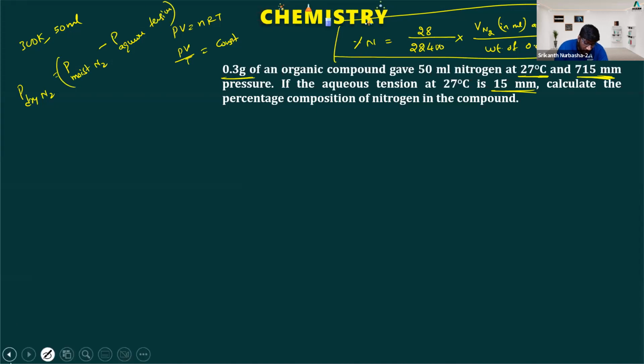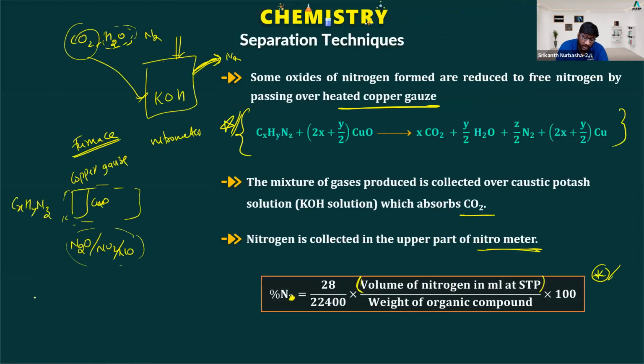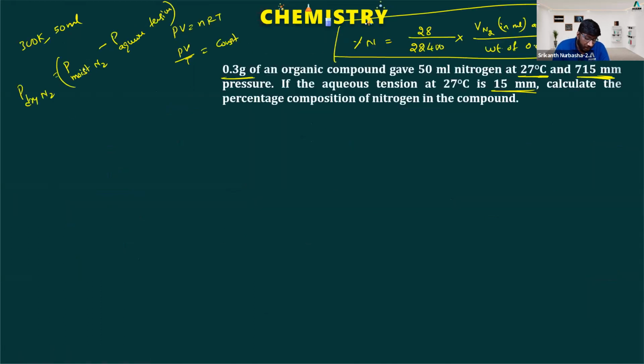Because water is also there along with the carbon dioxide, whatever the pressure exerted is the pressure due to N2 plus H2O. So pressure due to dry N2 is pressure due to moist N2 minus pressure due to aqueous tension. That is, pressure due to moist N2 is 715 mm. If the aqueous tension is 15, then 715 minus 15 is 700 mm of Hg.